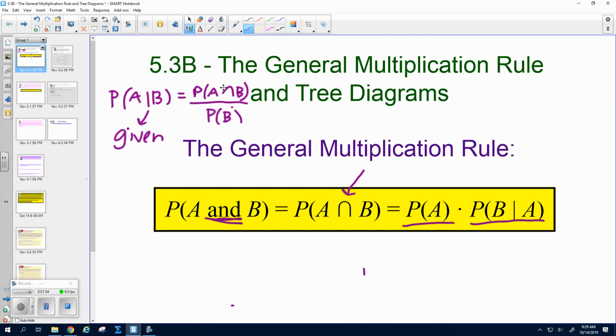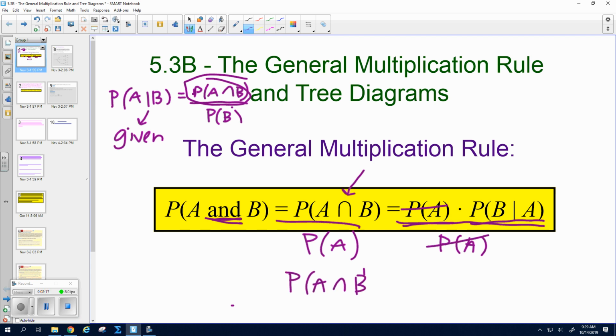And we just looked at what was both. But now we're going to start looking at and, meaning multiply. So we can get this formula here by actually dividing by the probability of A right here. Notice this is the given statement right here. So I have that the probability of A and B divided by the probability of A equals the probability of B given A. What's wrong with this formula?